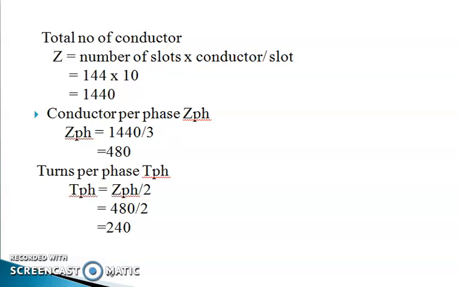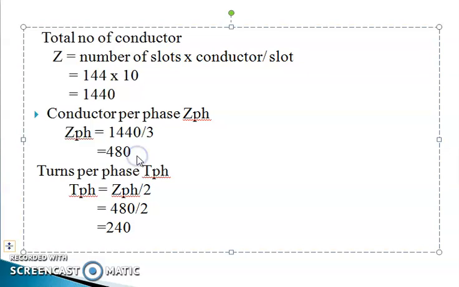Then we are going to calculate the Z value, that is the total number of conductors, given as the total number of slots into the number of conductors per slot. As I already told, 144 into 10, it is 1440. The conductors per phase, Z phase, is equal to 1440 divided by 3. So we got the conductors per phase equal to 480. Then you already know that Z is equal to 2T, or T is equal to Z by 2. So turns per phase can be calculated as Z phase by 2, that is 480 divided by 2. So we got T phase equal to 240.